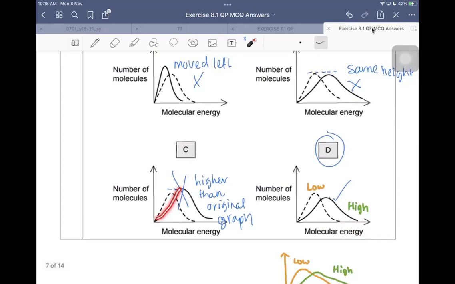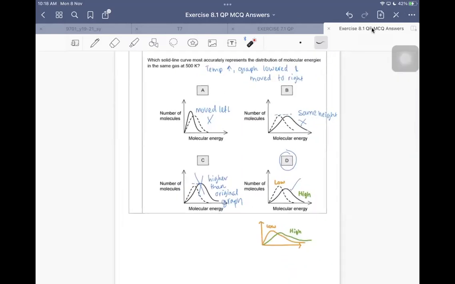This one is definitely wrong because you have a higher peak. That means the number of molecules will increase. You can already see from the graph alone, the area of the graph for the solid line, which is at higher temperature, is bigger than the area under the graph for the dotted line. All right, so that's why the answer is D.